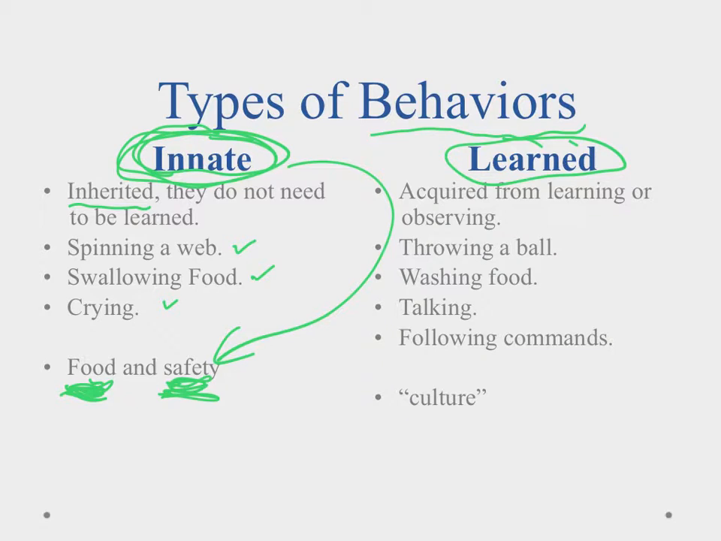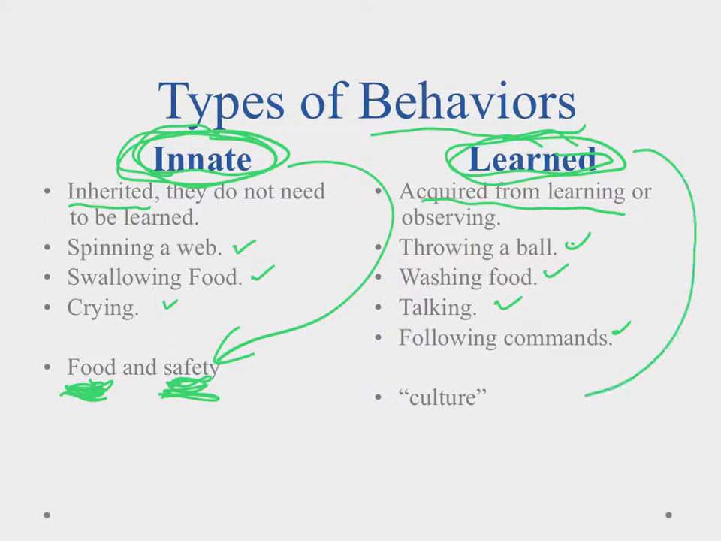Now the opposite of innate are going to be these learned behaviors, and these are going to be acquired or learned from observing somebody else. And some examples of these would be like how to throw a ball, or to wash food, or to talk, or to follow commands. Things that you're taught how to do. So those are going to be our learned behaviors.